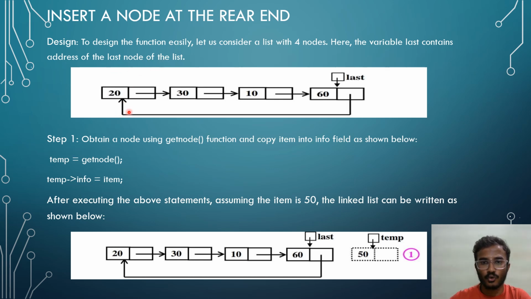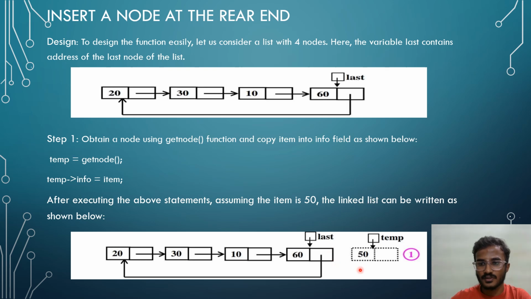Here we have 4 nodes. It is the last node. In step 1, we have to obtain a node using getNode function and copy item into field as shown below. Temp is equal to getNode. It means here we are creating a new node to insert. After executing the above statement, assuming the item is 50, the linked list can be written as follows.